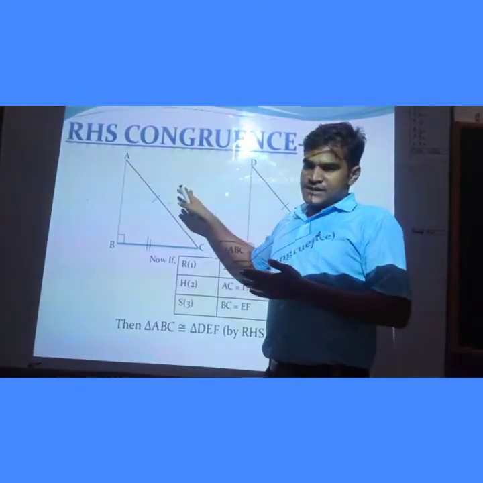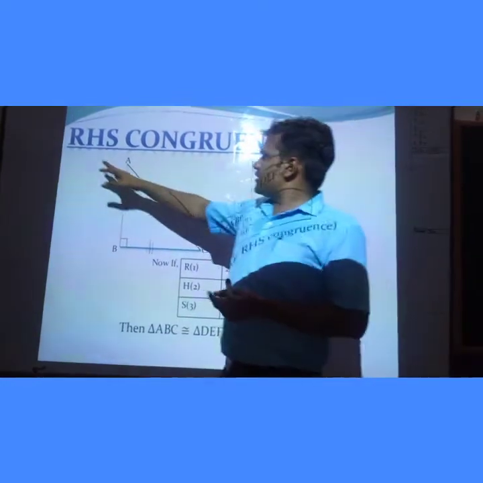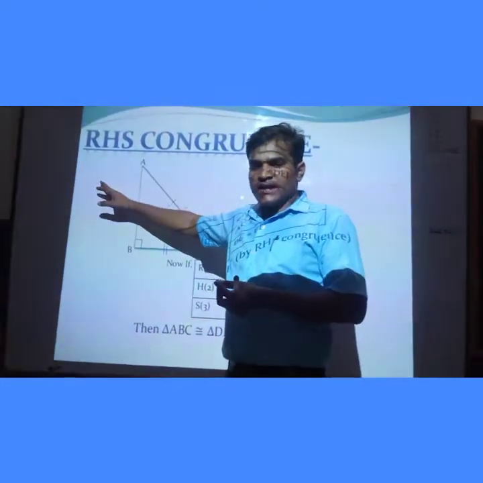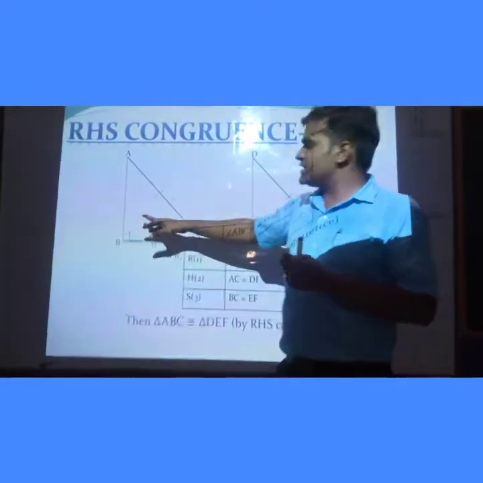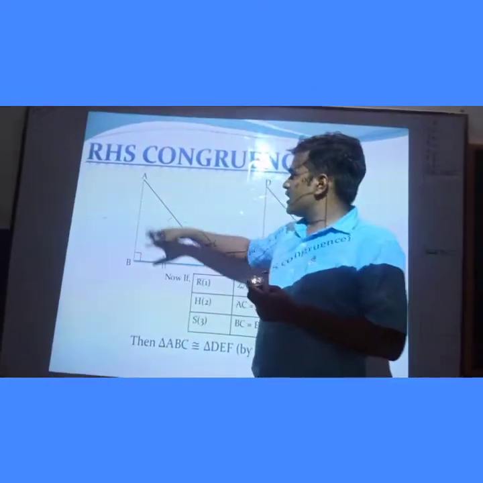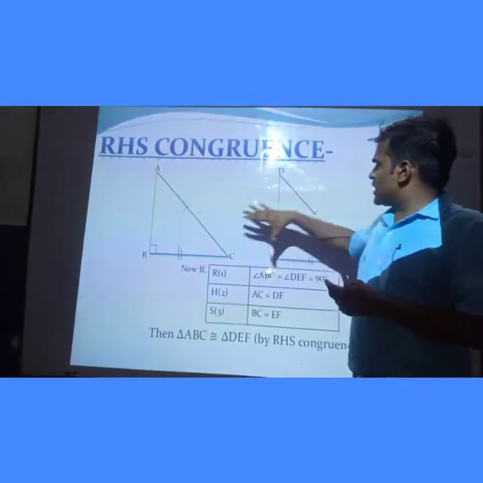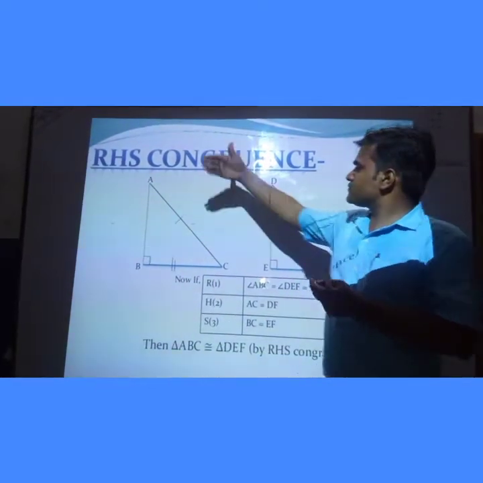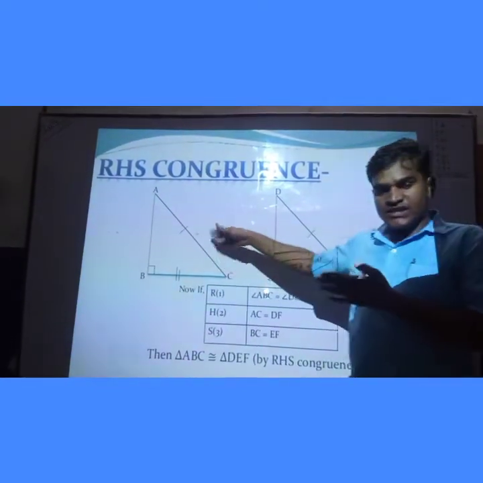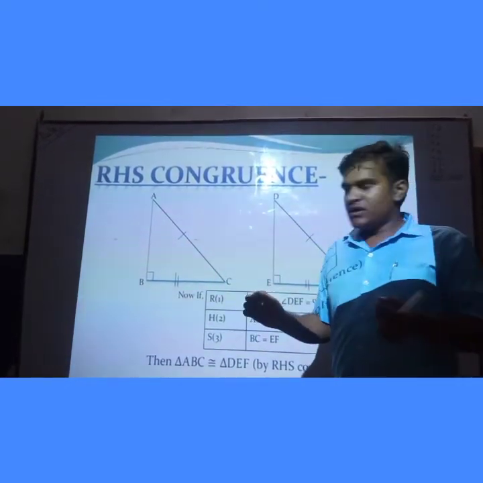Now the RHS congruency criteria means right angle: one angle of a triangle is a right angle, that is 90 degrees, and the hypotenuse and one side are equal to the corresponding angle, corresponding hypotenuse and corresponding side of another triangle. Then they are called congruent.